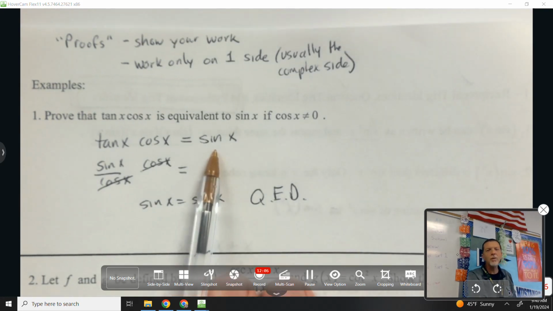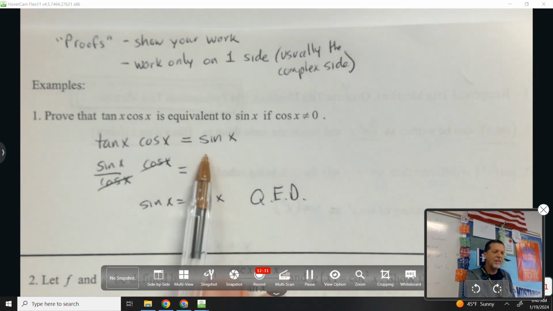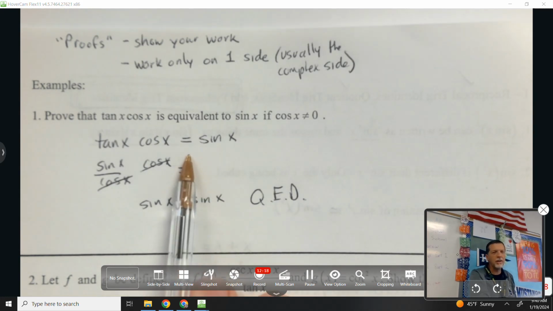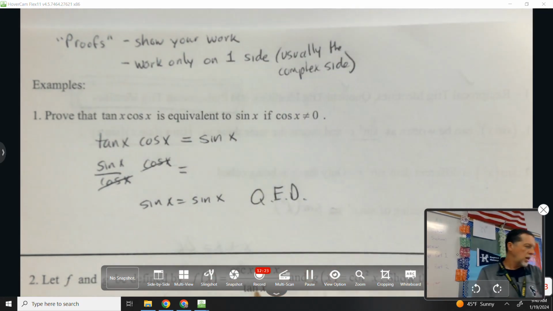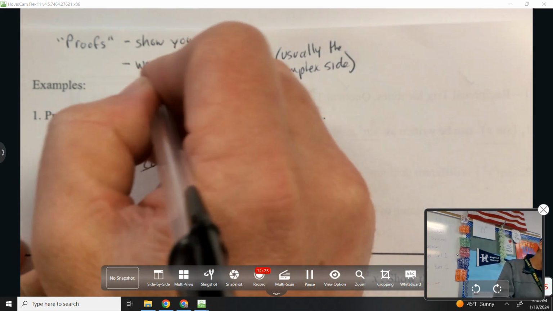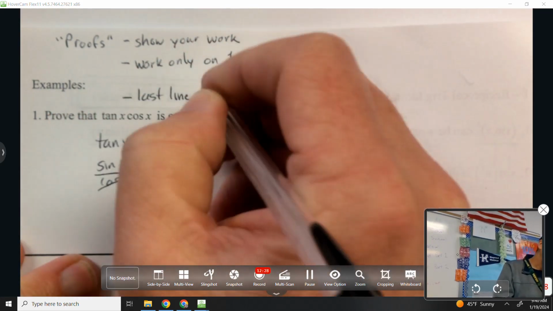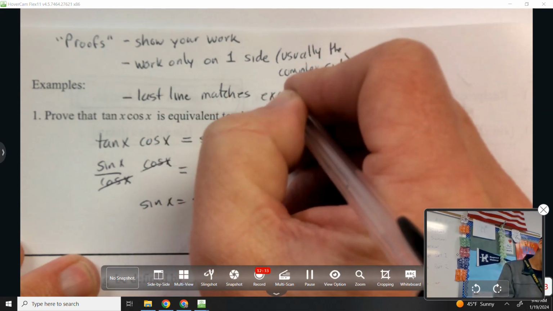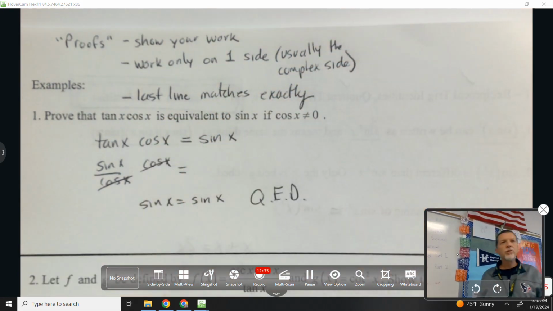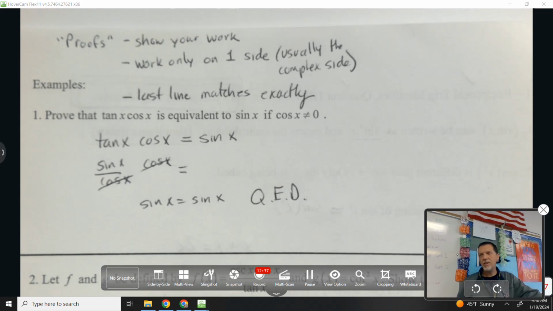You look at example 1. If you tried to work the right-hand side to make it match the left-hand side, you'd be like, well, what do I do? That would be the hard way to go. It could be done, but it would be the hard way to go. So usually work on the side that's more complicated. And then lastly, I said this already, the last line has to match exactly. Don't assume anything. Cotangent times cotangent, that's cotangent squared, but you've got to show it.